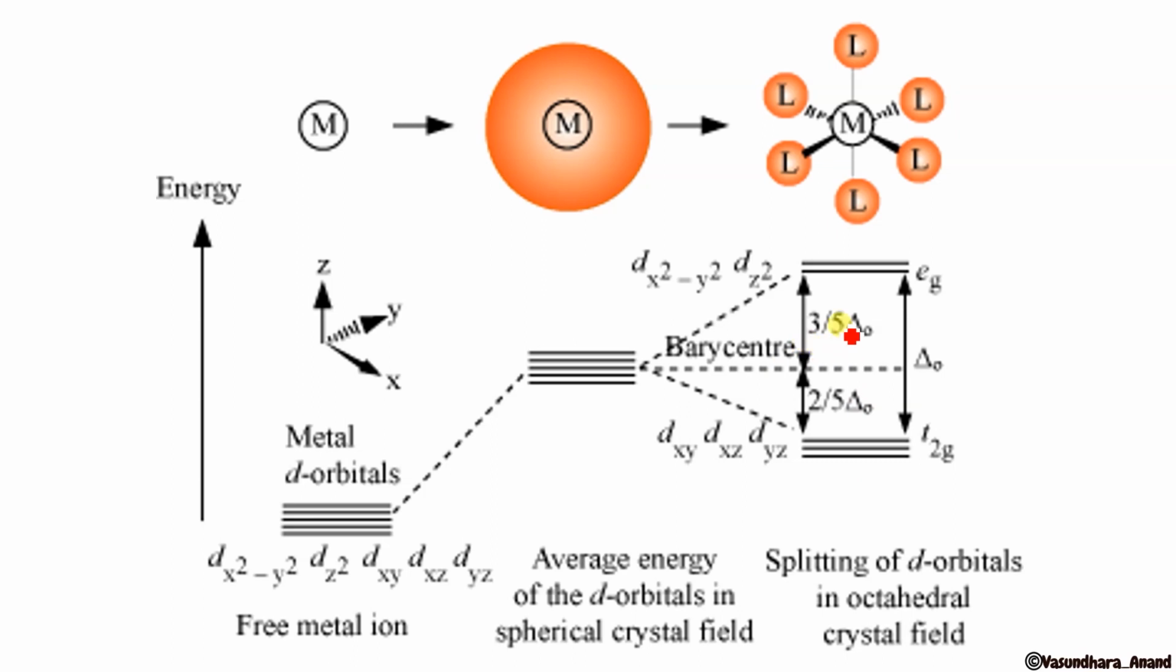Got it? So what will happen? These 2 orbitals will come up and are called Eg, and 3 orbitals out of these 5 will come down like this, and this will be considered as T2g. In T2g, there will be 3 orbitals dxy, dxz, and dyz, in which the lobes are in between the axes. While in Eg, it will be dx square minus y square and dz square. That means the lobes are on the axes.